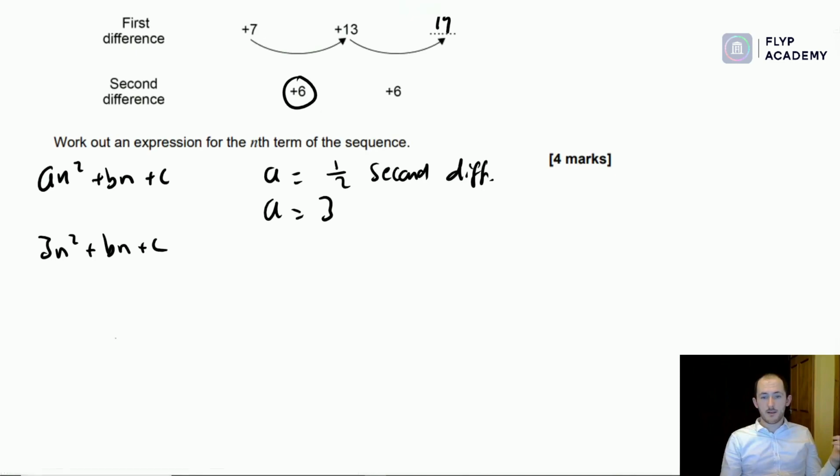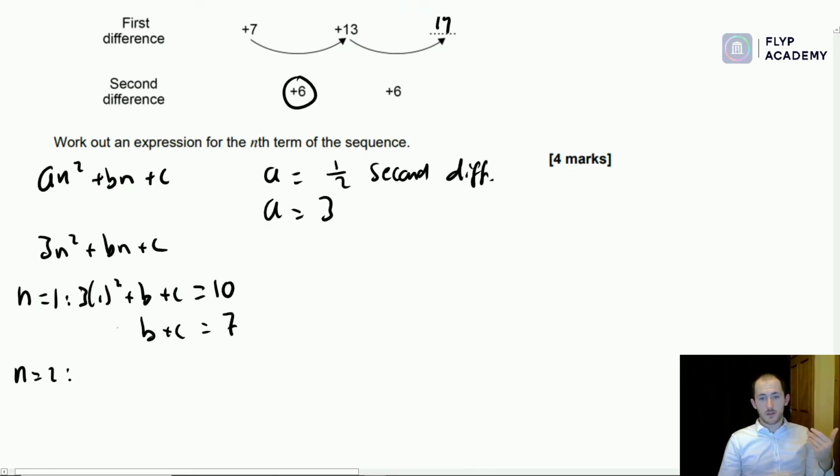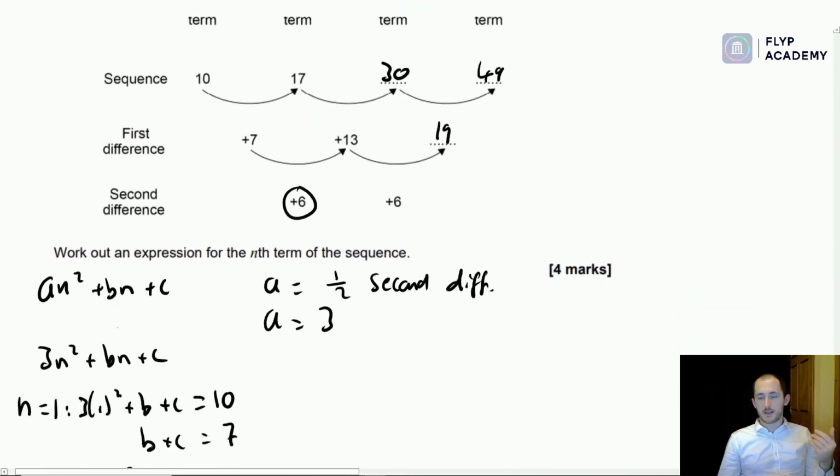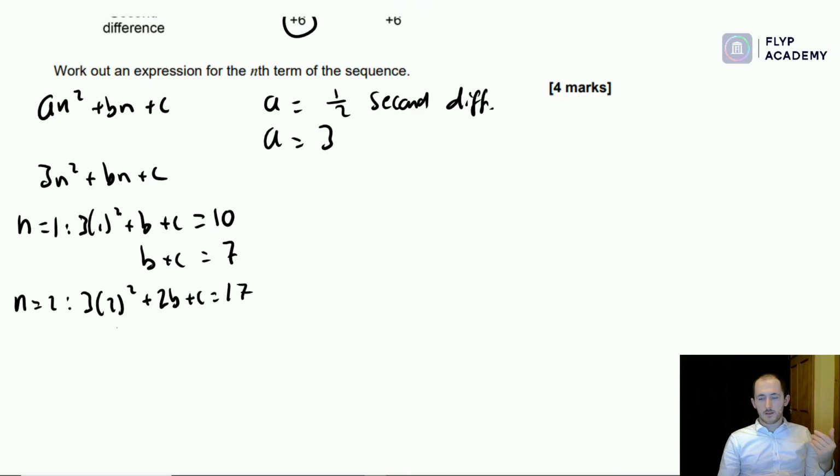When n equals 1, I know that the answer is 10. So in other words, I have 3 times 1 squared plus b times 1, so plus b plus c, equals 10. Okay? So subtract that from the other side, you get b plus c equals 7. And when n equals 2, I have 3 times 2 squared plus 2b plus c equals 17. So again, if I subtract that to the other side, 2 squared is 4, 4 times 3 is 12, so 2b plus c equals 5.